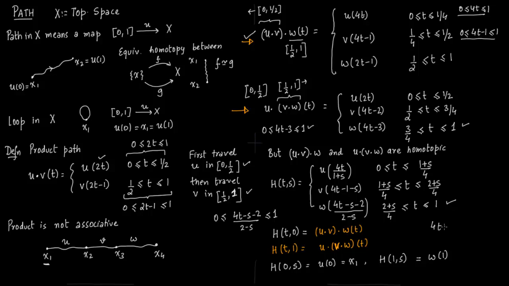So how do we get this w of 1? You are just going to see that w has this thing going into it, 4t minus s minus 2 divided by 2 minus s. Now you plug in t equals to 1 here, you get 1, because you have to operate in the interval where t is less than or equal to 1. So you get w of 1 is x4, as you can see in the figure. So you have a perfect homotopy.